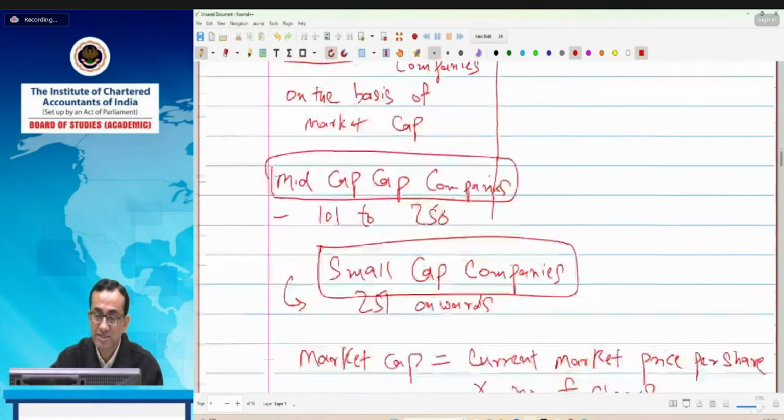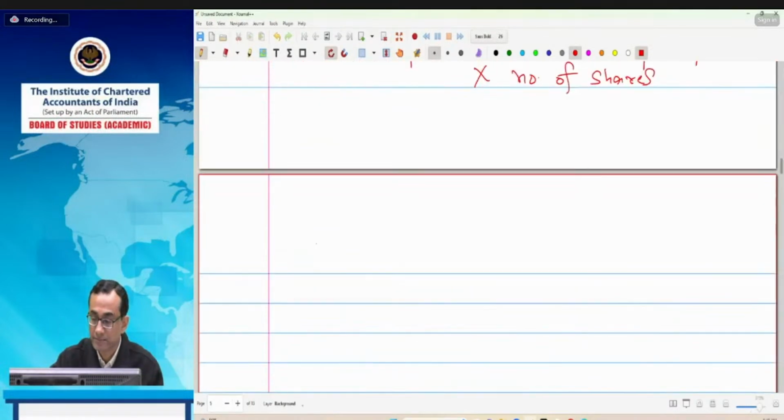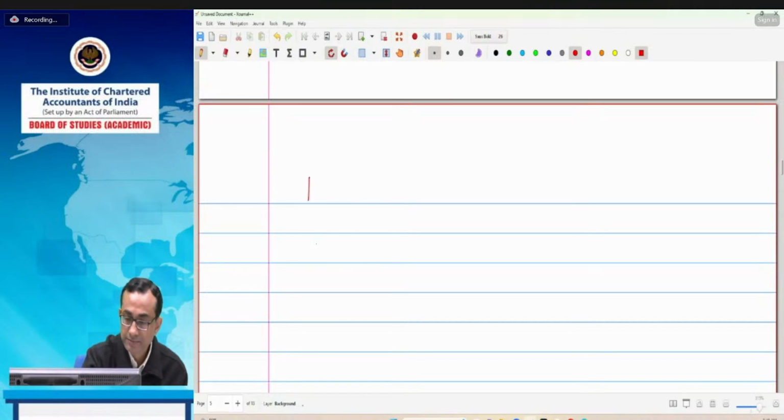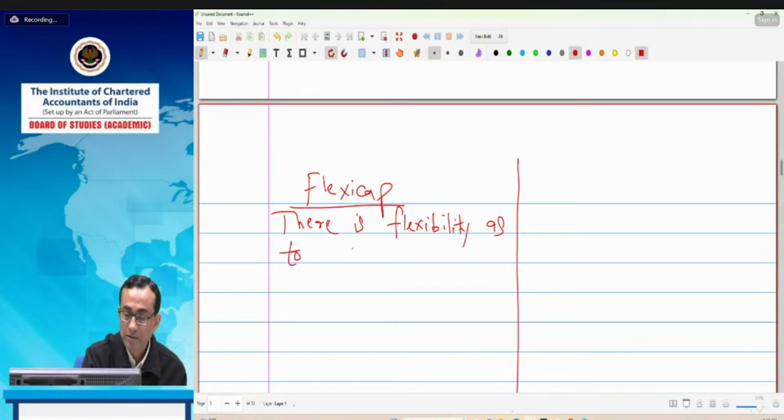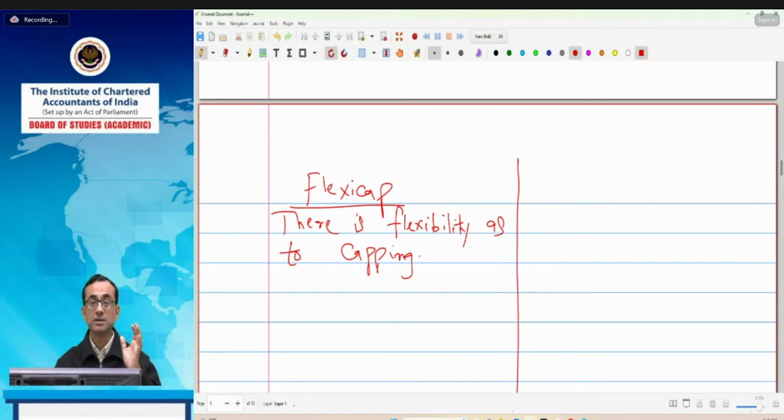So in flexi cap, what I was telling, flexi cap and multi cap. In flexi cap, there is flexibility as to capping. It means it is up to the mutual fund manager how much he invests in large cap, how much in mid cap, how much in small cap. So it is up to the mutual fund manager.